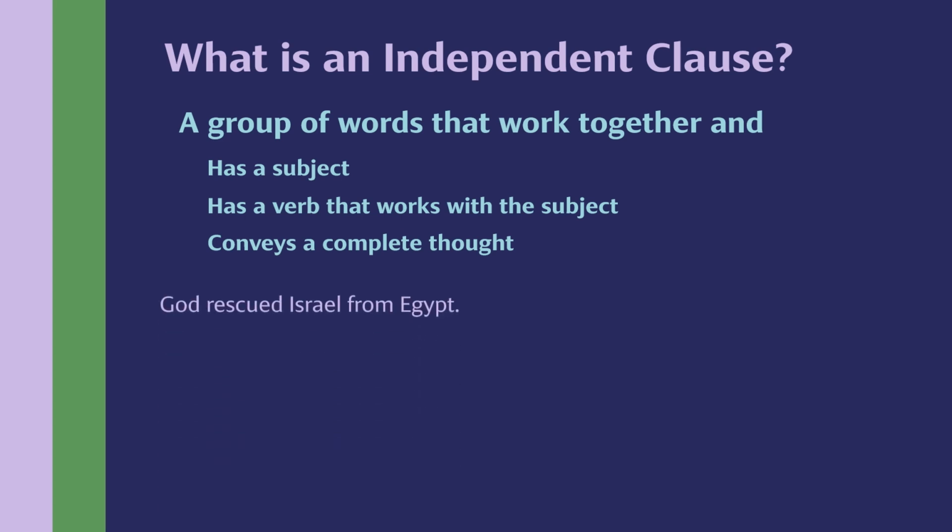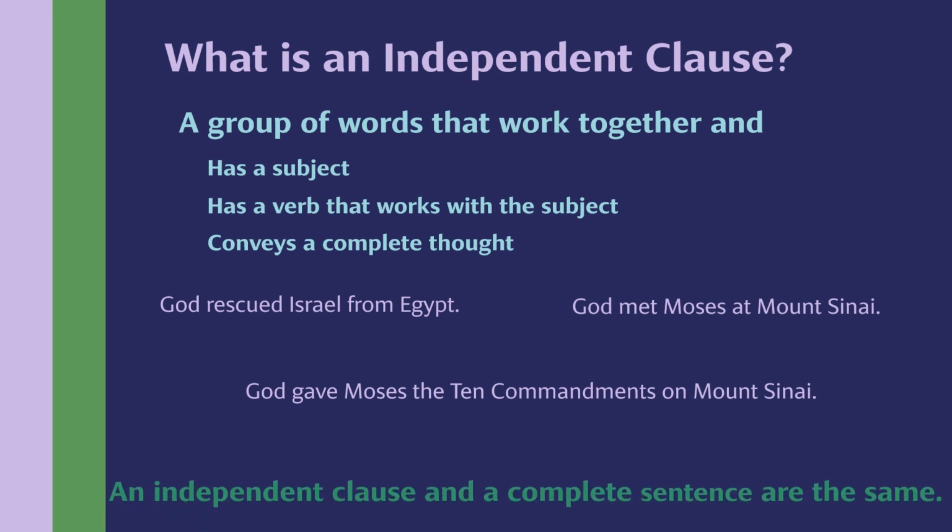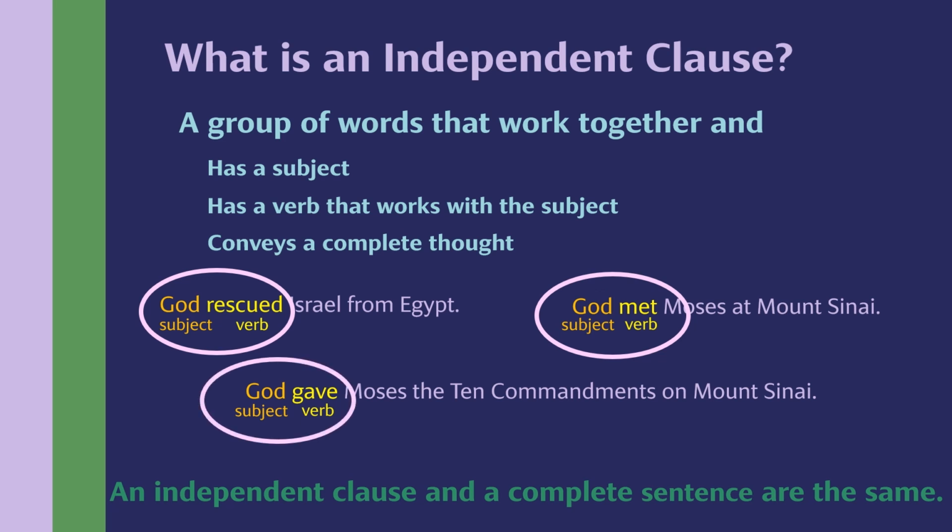God rescued Israel from Egypt. God met Moses at Mount Sinai. God gave Moses the 10 Commandments on Mount Sinai. An independent clause and a complete sentence are the same thing. Let me show you. All 3 sentences indicate or convey a complete thought. And notice that all 3 sentences have a subject and a verb. God rescued, God met, God gave. As I mentioned, an independent clause and a complete sentence are pretty much the same.